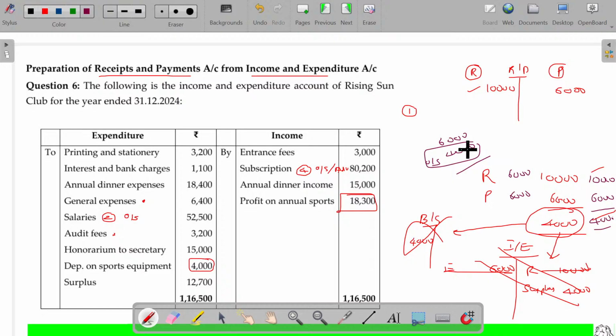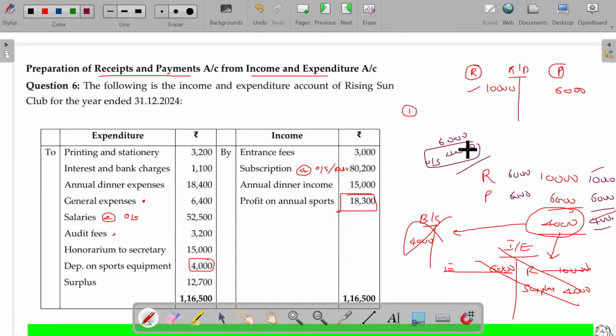If profit on annual sports given as 18,300 profit net, it represents receipts minus payments. We assume no due is there, everything is collected and collected amount is used for the payment and net benefit is 18,300. The net benefit is not carried forward for the future year, immediately transferred to the income and expenditure account by posting in the income side. You understand? That's the logic. You can post that in the income side. That's how they have done.